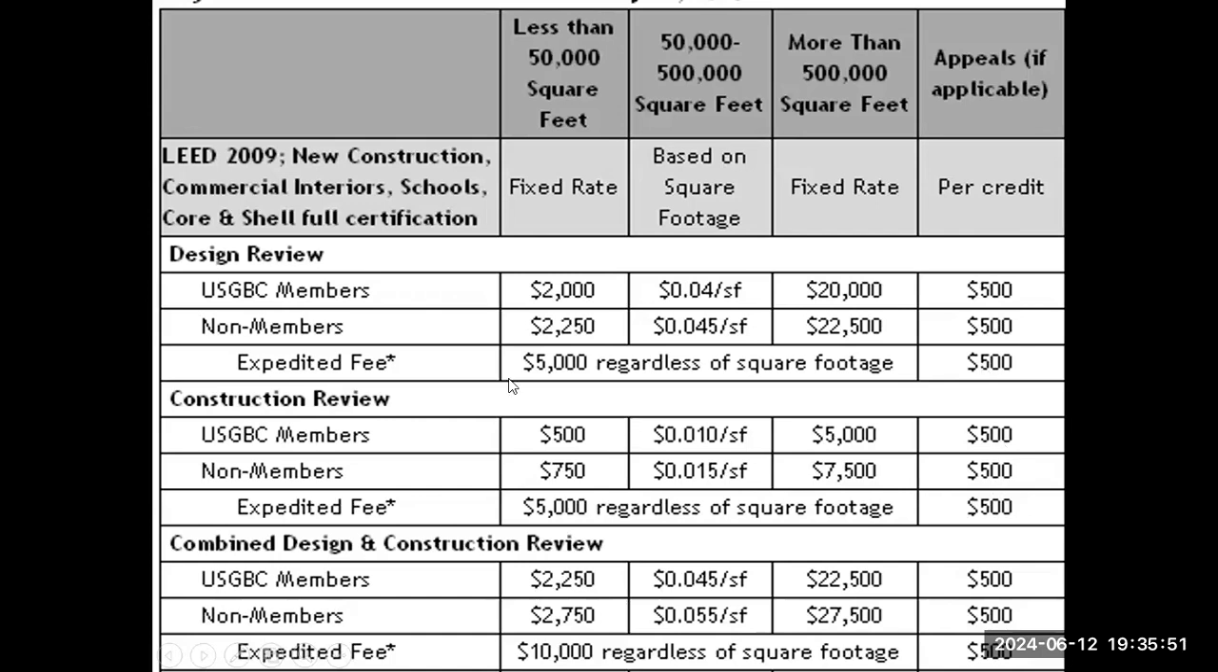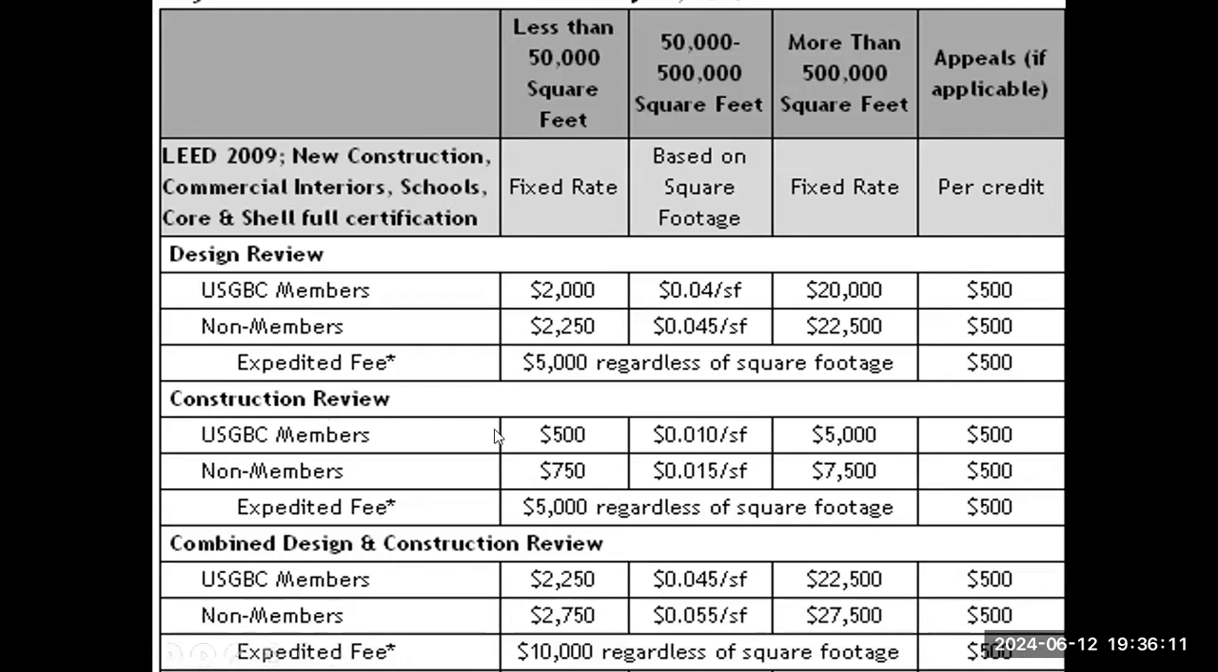And then you have an appeal here, $500 for each design review or construction review appeal. Appeal means, let's say, if they reject something you have submitted, you appeal it again, right? Then you have to pay the fees. That's the extra additional charge. That's called $500 for appeal.